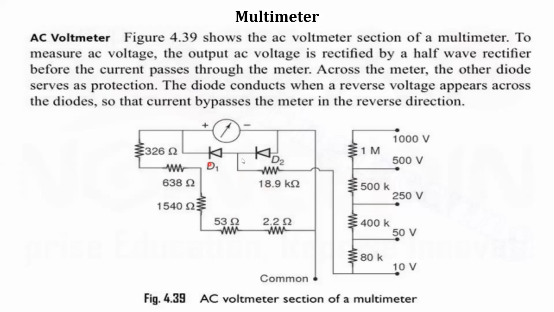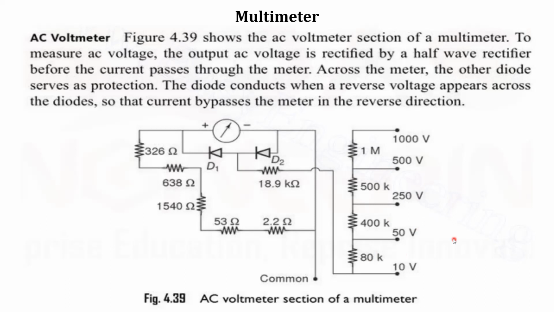Along with this, the diodes D1 and D2 are given, and a resistor is also provided. It is accompanied with a voltage divider circuit. We are taking that voltage divider circuit from 80k, 400k, 500k, 1 M, like that. The different voltage ranges start from 10 volts to 1000 volts. These are five ranges.